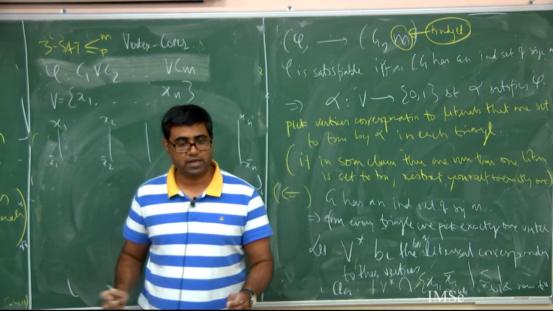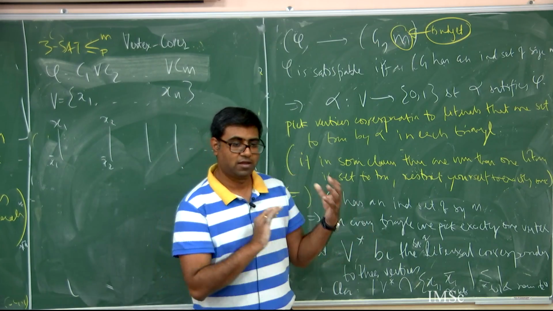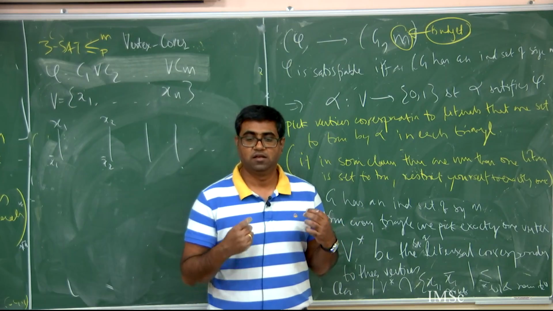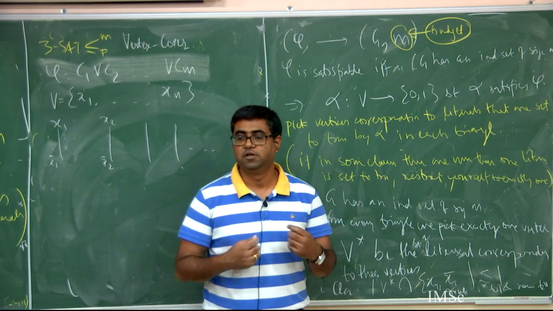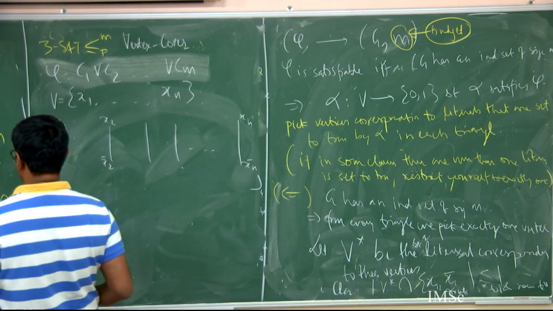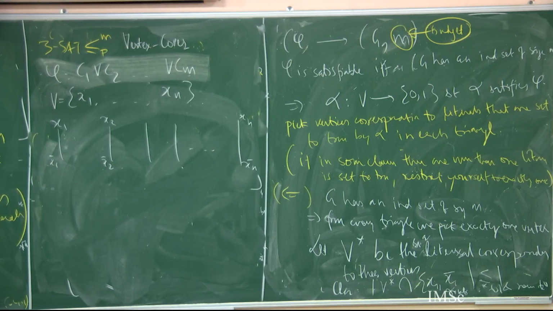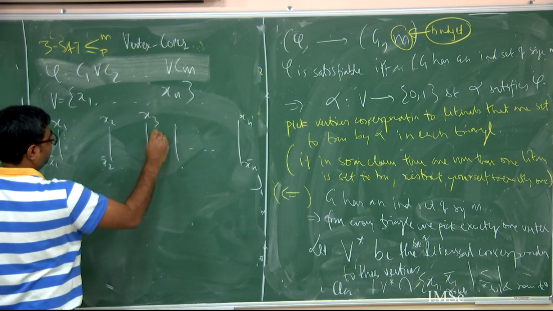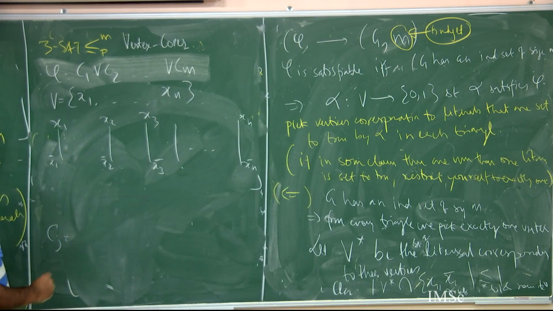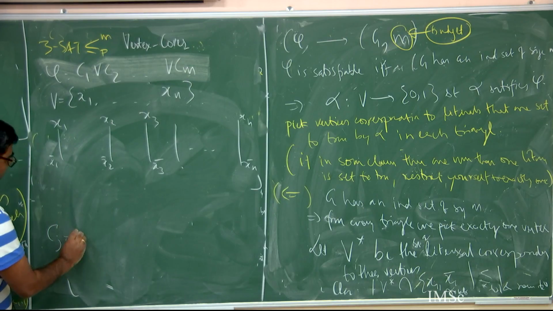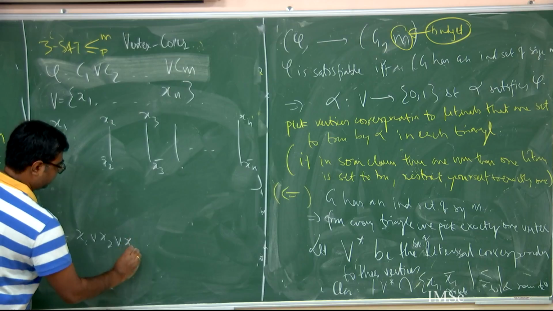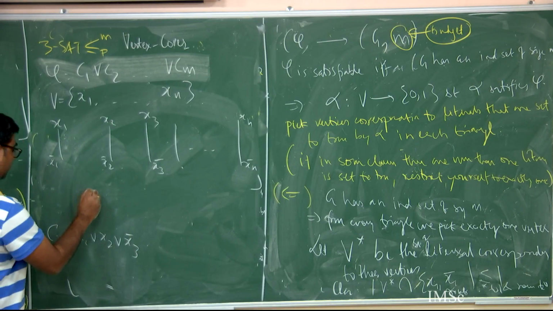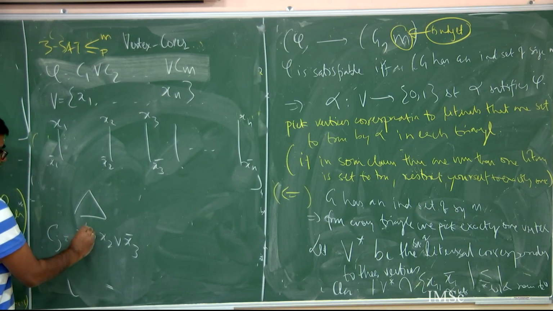For each variable we have this, and now we try to add gadgets corresponding to each clause to maintain this propagation effect of the assignments which are set to true. So what we'll do here is very simple. Let's fix some clause Cj. Say Cj is x1 or x2 or x3 bar. Suppose this is what it is. So what I do, I make a triangle corresponding to Cj.